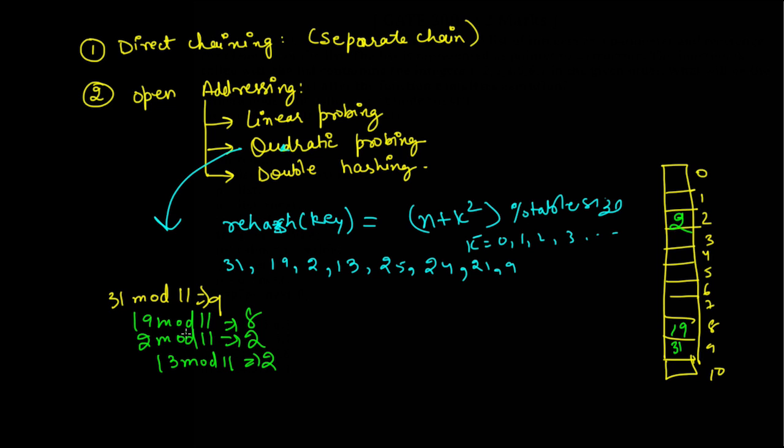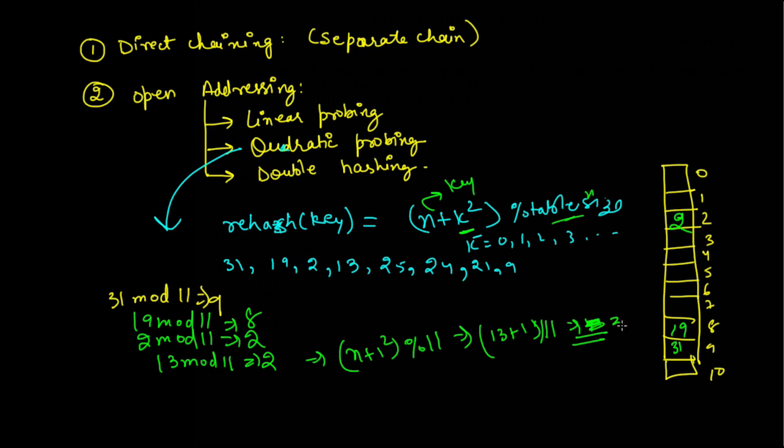So what we are going to do is increase the value of k. Next time it will be n plus 1 square. This n is actually the key, so you can say (key + 1 square) mod table size, that is, (key + 1 square) mod 11. So this will be (13 + 1) mod 11, which is 14 mod 11, giving us the location 3. So we store 13 at index location 3.